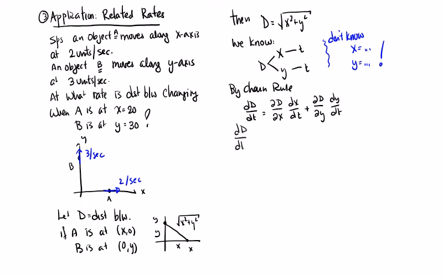So partial D partial x, we're looking at this guy up here. Derivative with respect to x is 1/2 (x squared plus y squared) to the minus 1/2 times 2x. dx/dt, that we know because the object A is moving along the x-axis at 2 units per second, so that's 2. The line's not done, but let me just point this out here. This is 2, because A moves at 2 units per second.